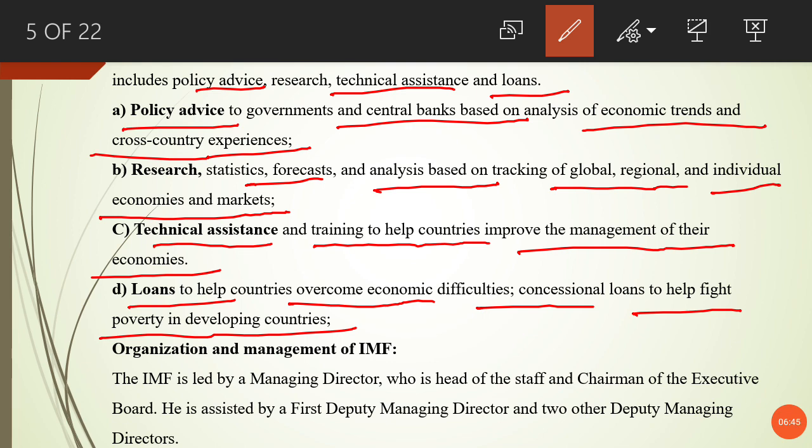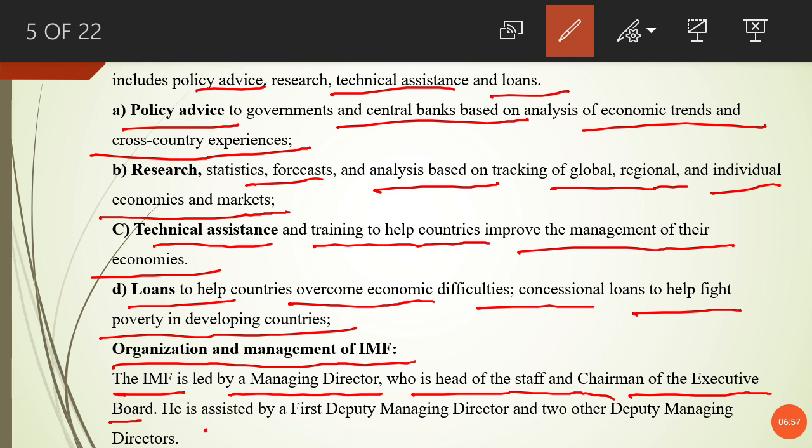Organization and management of the International Monetary Fund. The International Monetary Fund is led by a managing director who is head of the staff and chairman of the executive board. He is assisted by a first deputy managing director and two other deputy managing directors.